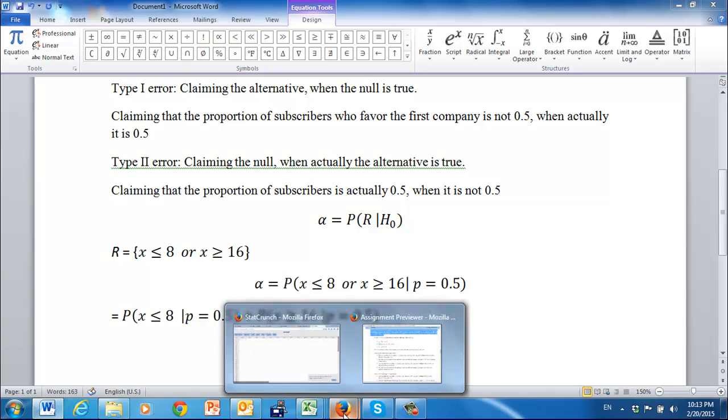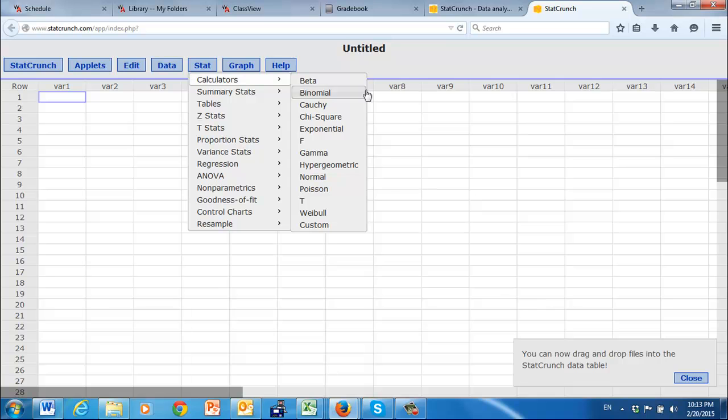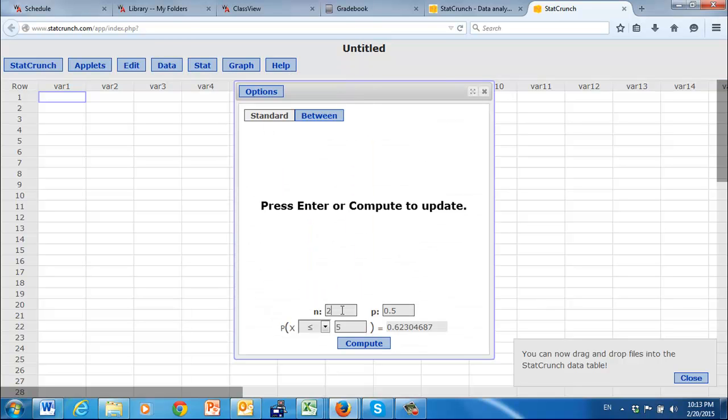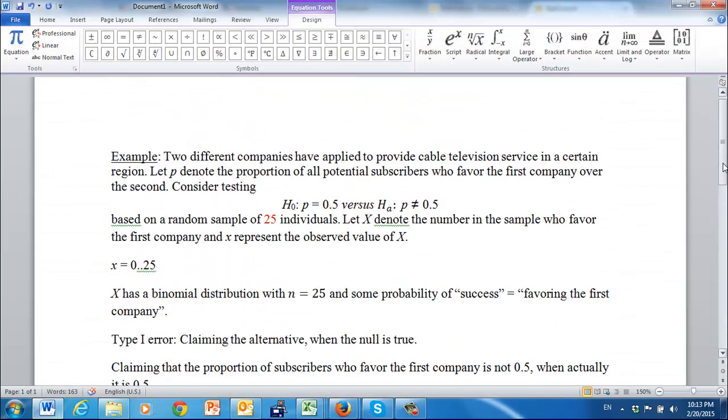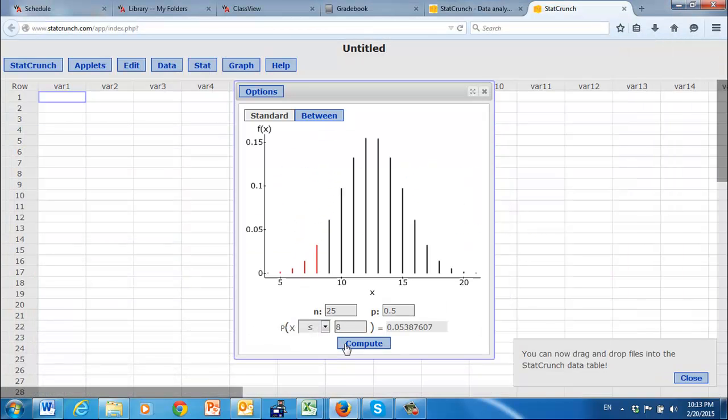You're going to go ahead and go to StatCrunch. From there, you're going to go to Stat, Calculators, Binomial. Here, your n, remember, it was 25. And because we're assuming the null is true, the proportion value is whatever is in the null. And what was the proportion value in the null? Let's remember that. It was 0.5. Okay, so we're going to leave this as 0.5. And we want to compute the probability of less than or equal to 8.